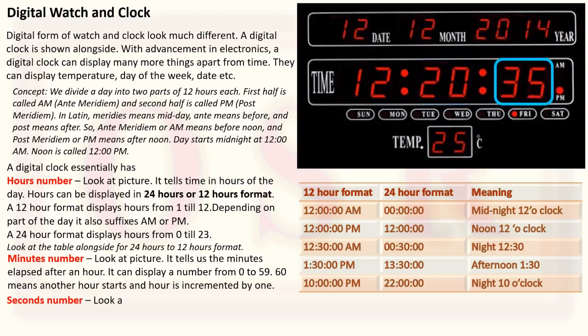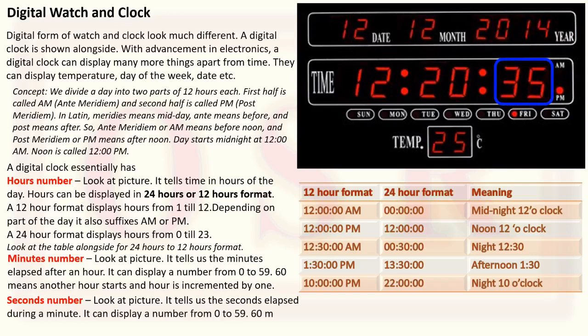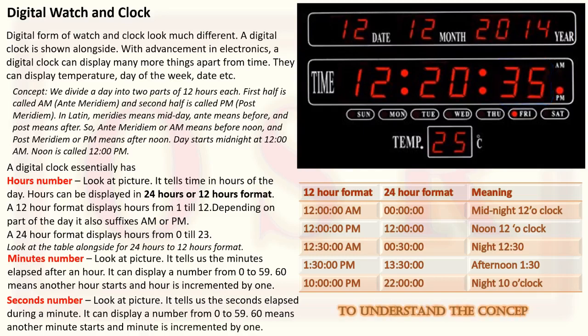Seconds number. Look at the picture. It tells us the seconds elapsed during a minute. It can display a number from 0 to 59. 60 means another minute starts and the minute is incremented by 1. To understand the concepts completely, please replay the video.